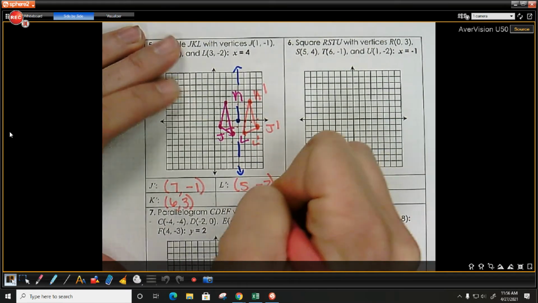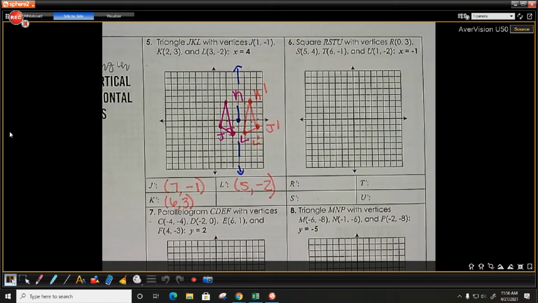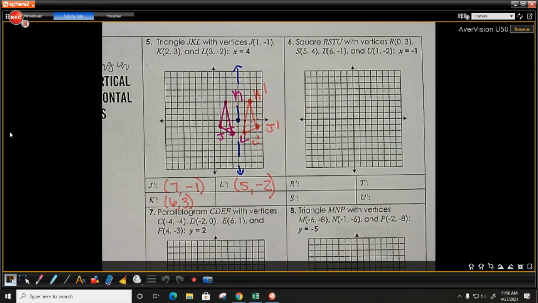So again, notice how the y value stayed the same. We just changed the x values. Did you just add 4 to the x values? No. Okay, so that's why on these, you need to actually graph the pre-image, draw your line of reflection, and then reflect the image. Okay, so let's plot our points.